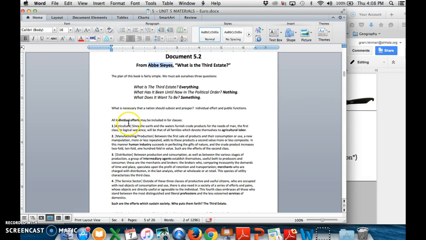So what this document is about, it says a lot in the start here. What is the Third Estate? Everything. What has it been until now in the political order? Nothing. What does it want to be? Something. So we can assume right away this is about the rights, especially the political rights of the third estate.